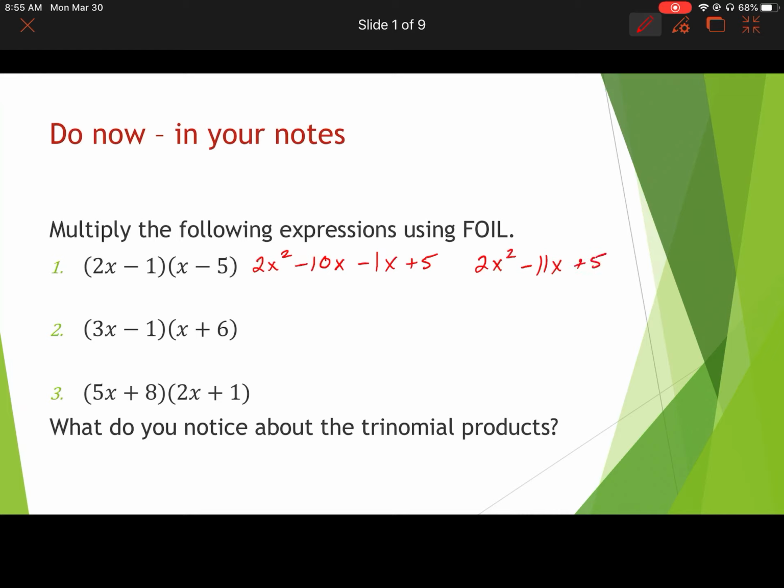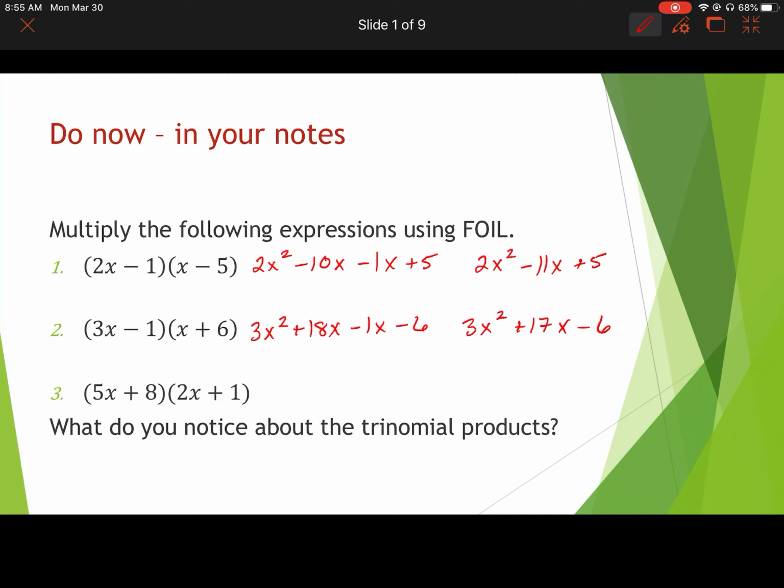Okay, for the second one, 3x times x is 3x squared. 3x times 6 is 18x. Negative 1 times x is negative 1x, and negative 1 times 6 is negative 6. Combine like terms, should get 3x squared plus 17x minus 6.